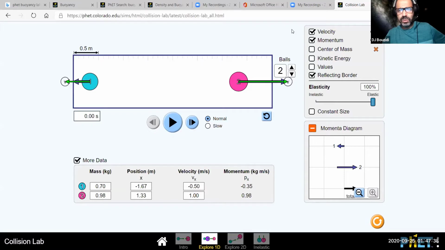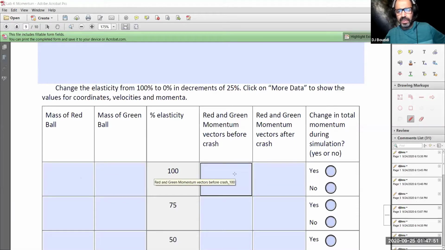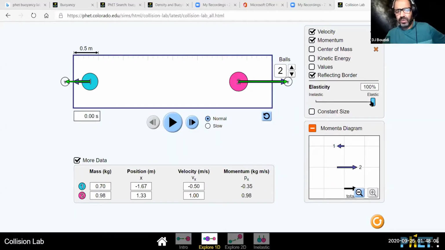So let's go back into the table in here, stop sharing the screen and go back in here. I will need the mass of the red ball. I would need the mass of the green ball. I would need the momentum of the red and the green ball before the collision and after the collision, and whether or not the total momentum changed or not. So let's do that. Let's stop sharing the screen. Let's go back into my activity in here. Make sure the elasticity is sitting at 100.